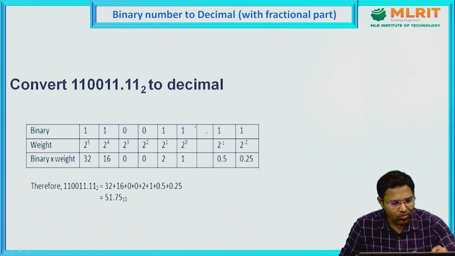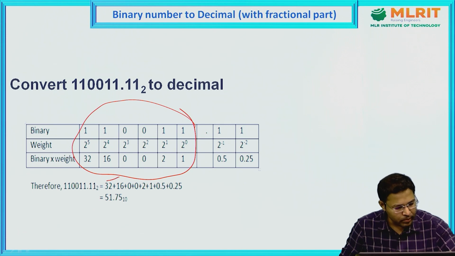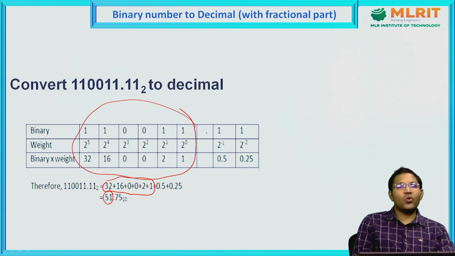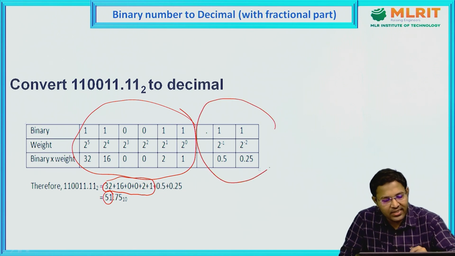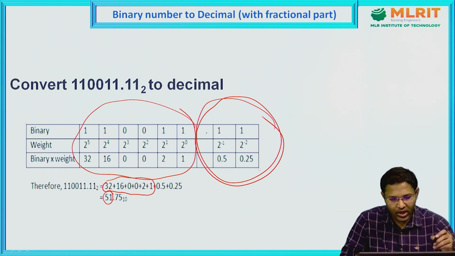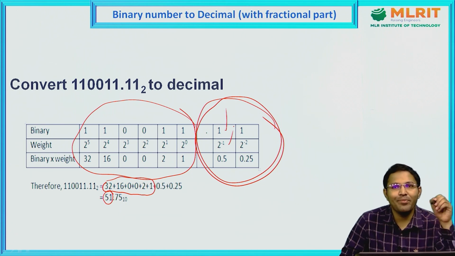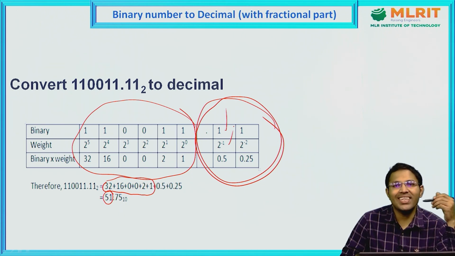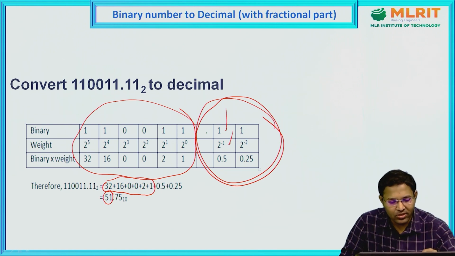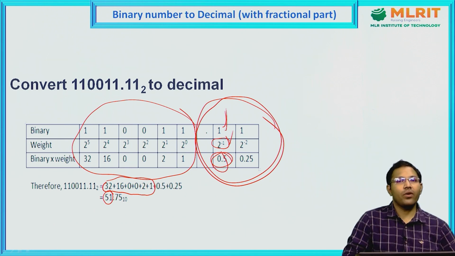Earlier we have already computed this part and we got 51. So this part we have already done and we got 51. Now we are only going to focus on this fractional part. So what are we going to do here? 1 into 2 power minus 1, 2 power minus 1 is 1 by 2, 1 by 2 is 0.5. So this value is 0.5, 0.5 into 1 gives us 0.5.